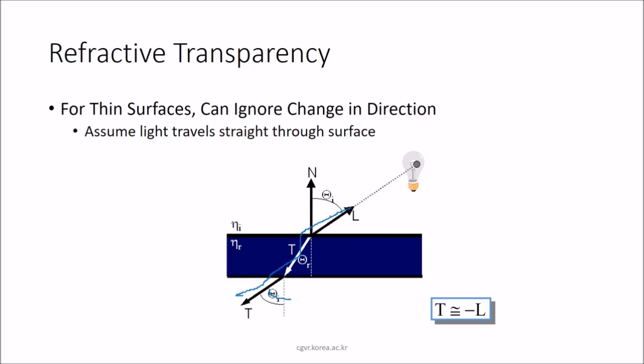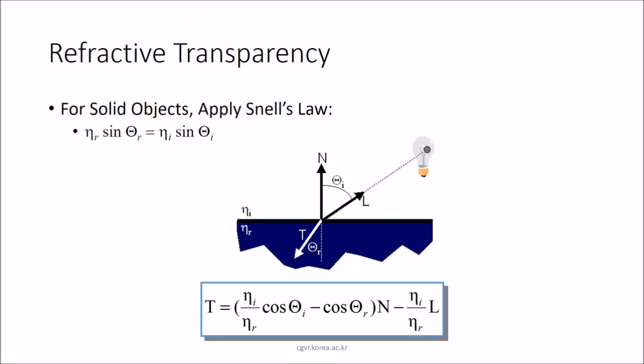Okay. So for thin surfaces, we can ignore the changes in direction. We can say that T is equivalent to minus L. This T is nothing but equal to minus L, no refraction, so we assume light travels straight through the surface. There is no refraction. For solid objects, we apply Snell's law, that is, eta_I sine theta_I is equal to eta_R sine theta_R. Eta_I and eta_R are the refractive indices, and theta_I and theta_R are the angle of incidence and angle of refraction.